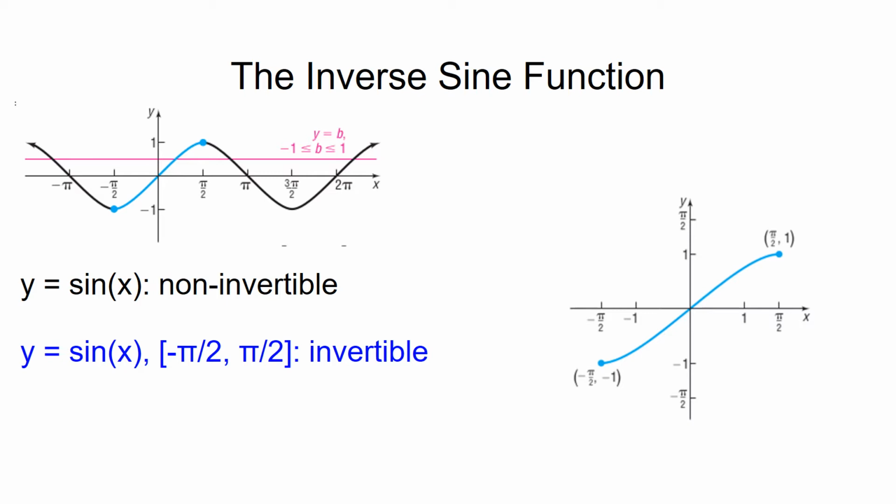Let's look at this domain-limited function a little more closely. It includes minus pi over 2 and pi over 2, and the range is minus 1 to 1. This is the portion of the sine function for which we can find the inverse. In fact, it's the longest portion of the sine function for which we can find the inverse. It's true that we could have selected a different portion of the same size, but by convention, we choose the interval between minus pi over 2 and pi over 2.